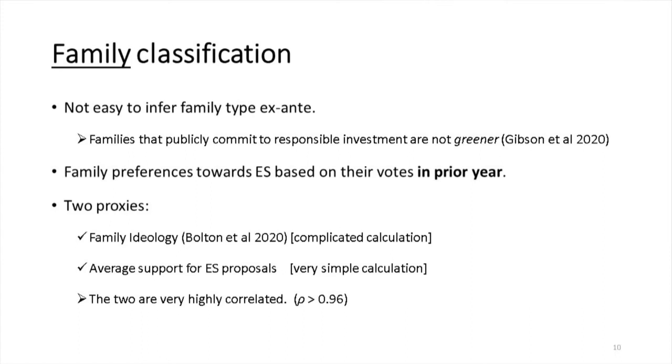So how do we do it? We will rely on what they did in the previous year regarding their votes in order to classify families. Why do we look at the prior year? To avoid any potential issue with a mechanical relationship, right? And we will have two proxies. The first one is based on family ideology that I will explain in a bit. And the second one simply takes all the funds of the family over the year and takes the average number of votes relative to the total number of votes.